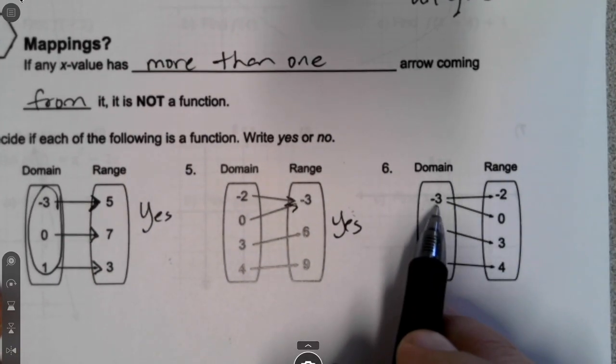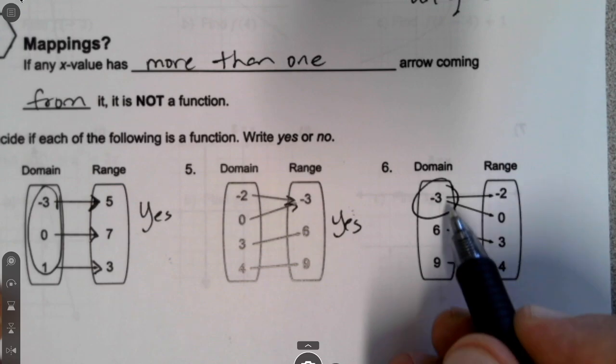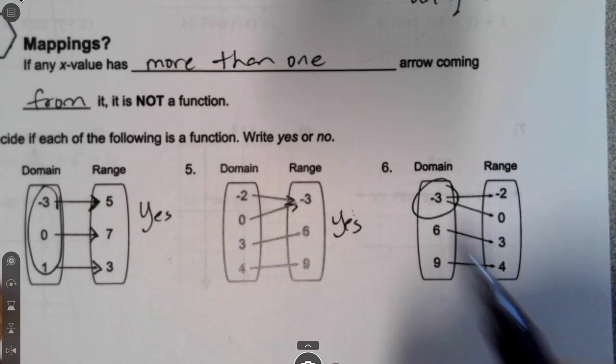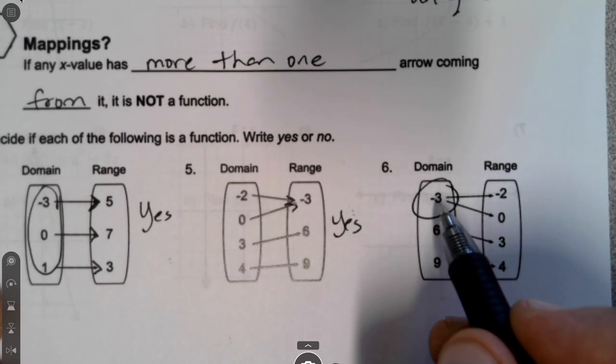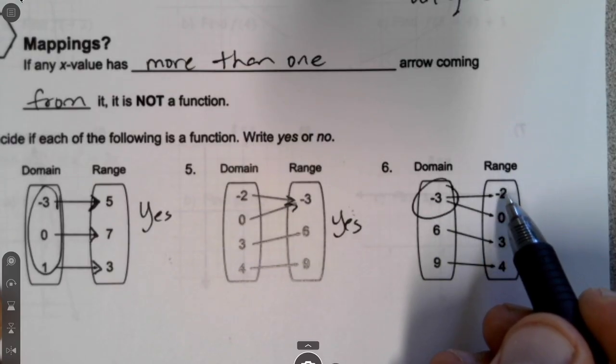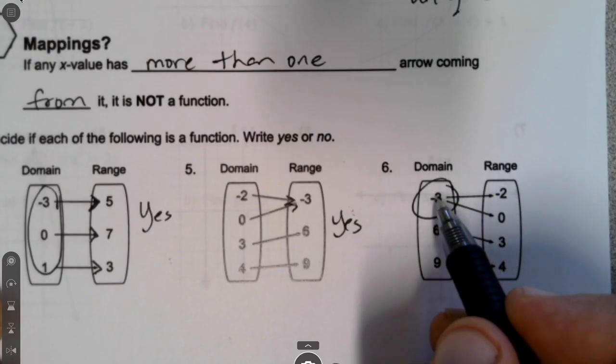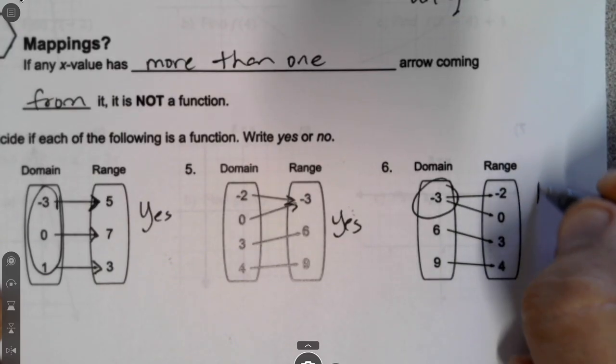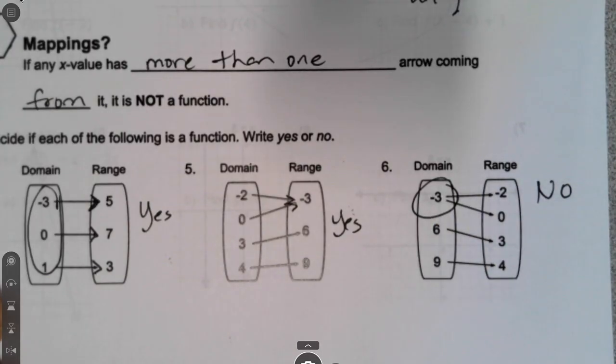Okay, but we look here, we see the problem. There are 2 arrows coming from -3. So that really means this gets repeated, because -3 is in the ordered pair -3, -2. It's also in the ordered pair -3, 0. So no, this is not a function, because that -3 has more than one arrow coming from it.